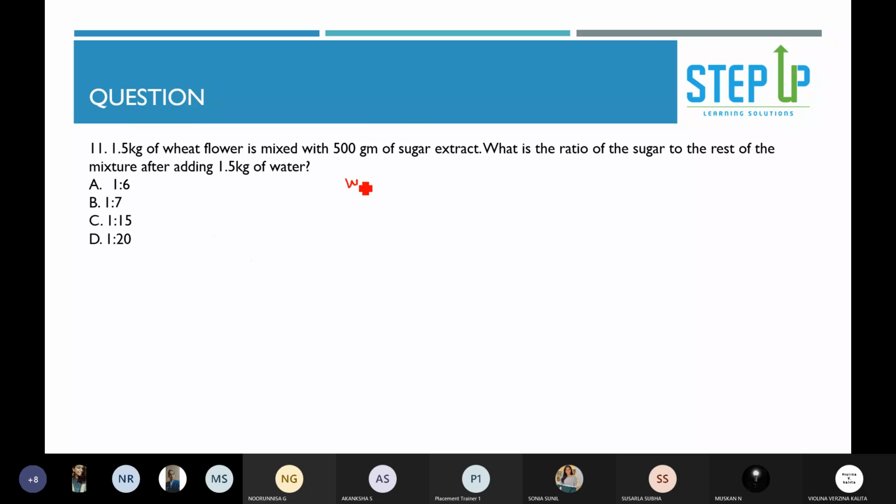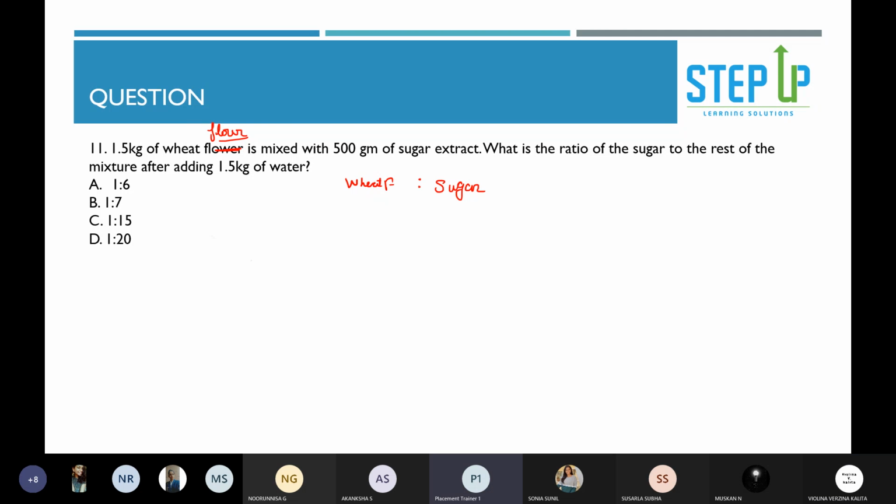Anybody? This is floor, not flower. Anybody got the answer? Am I audible? Yes, ma'am. Oh, thank you. So anybody got the answer? Did anybody get the answer?